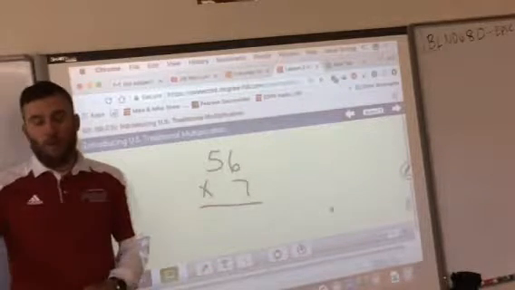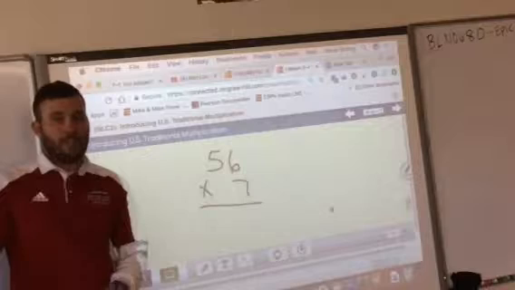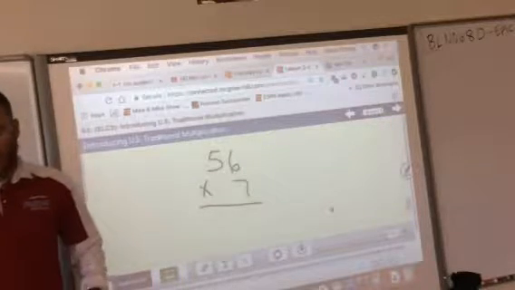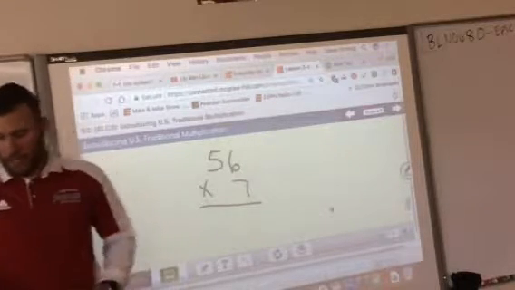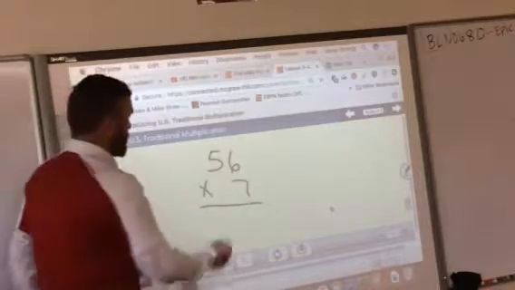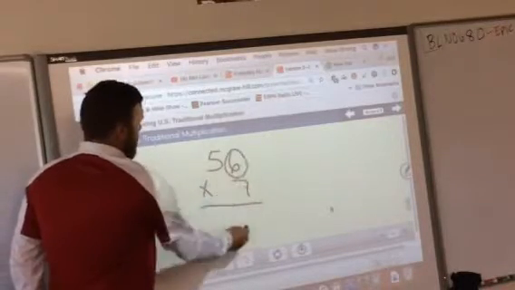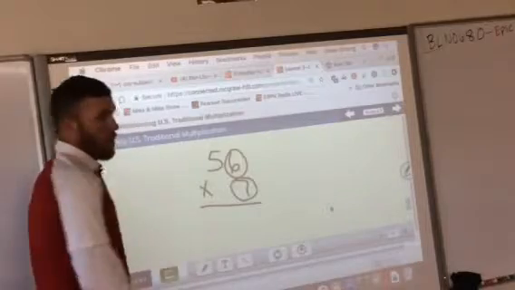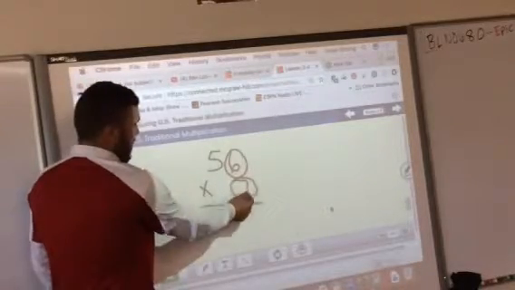The first thing you need to do, and you'll find this in your chart that I put on Seesaw, I took a picture of it and put it on your Seesaw, you'll see this step by step on how to do this. First thing you need to do is multiply the ones. My 6 is in the ones, my 7 is in the ones. So you take your 6 times 7.